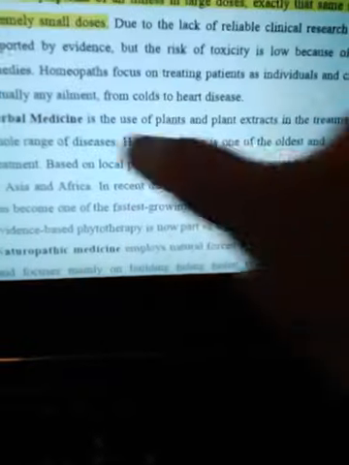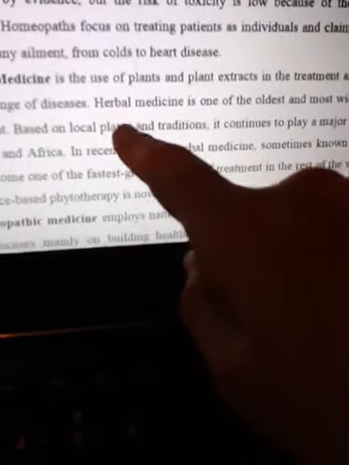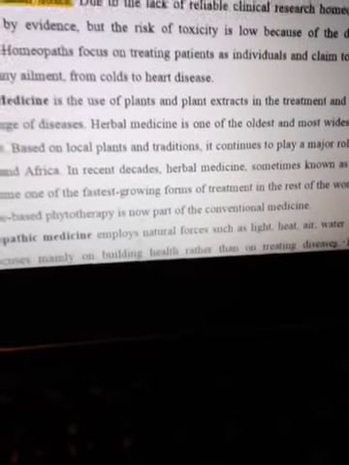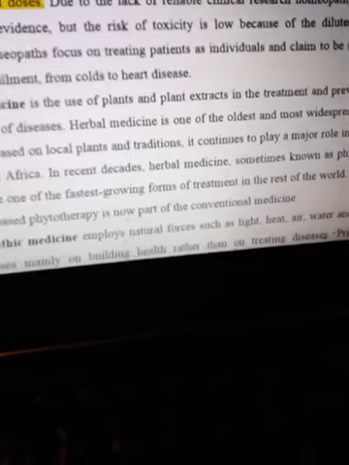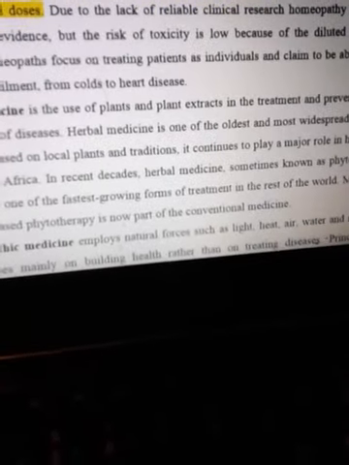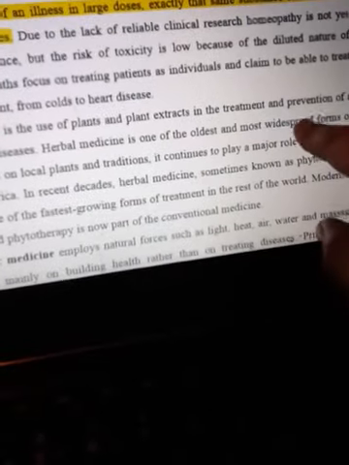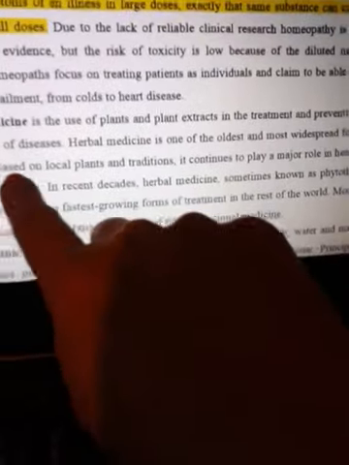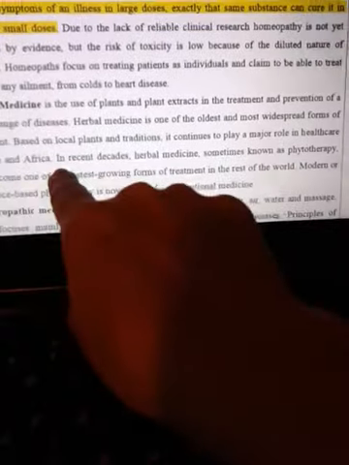Herbal medicine. Herbal medicine is the use of plants and plant extract in the treatment and prevention of a whole range of disease. Herbal medicine is one of the oldest and the most widespread form of treatment based on local plants and traditions. It continues to play a major role in healthcare in Asia and Africa.